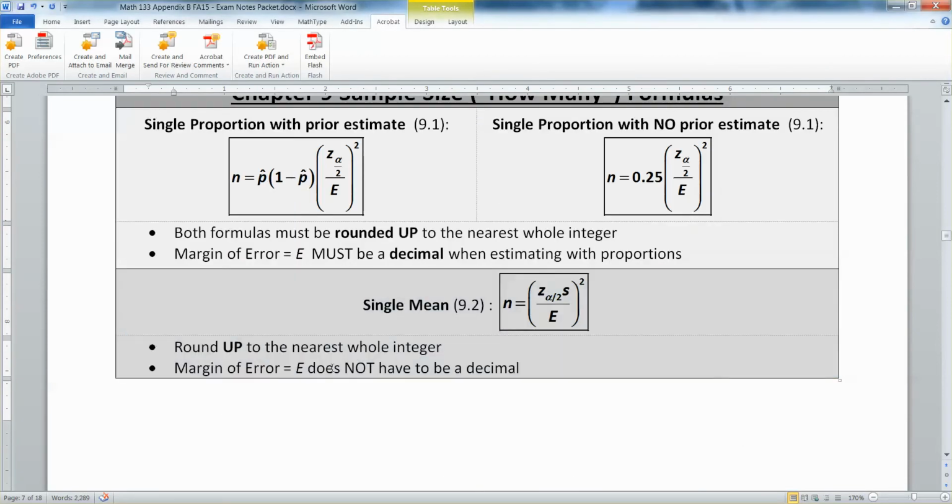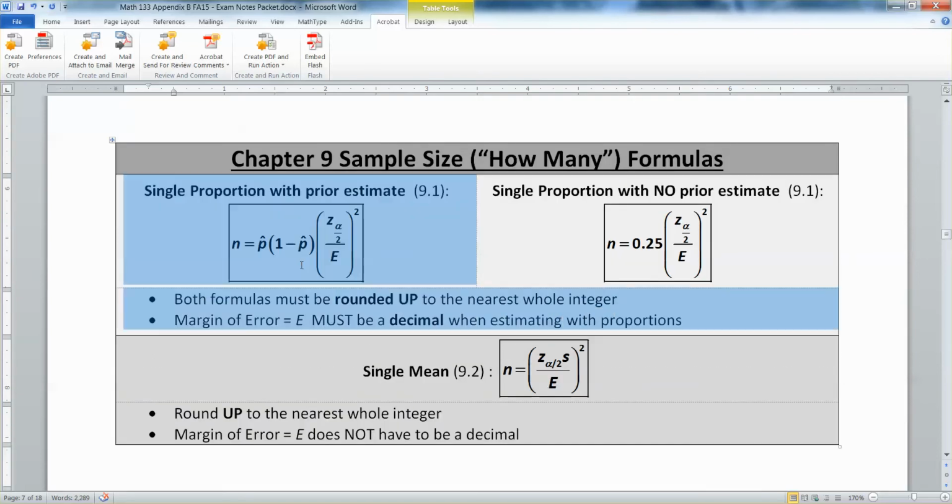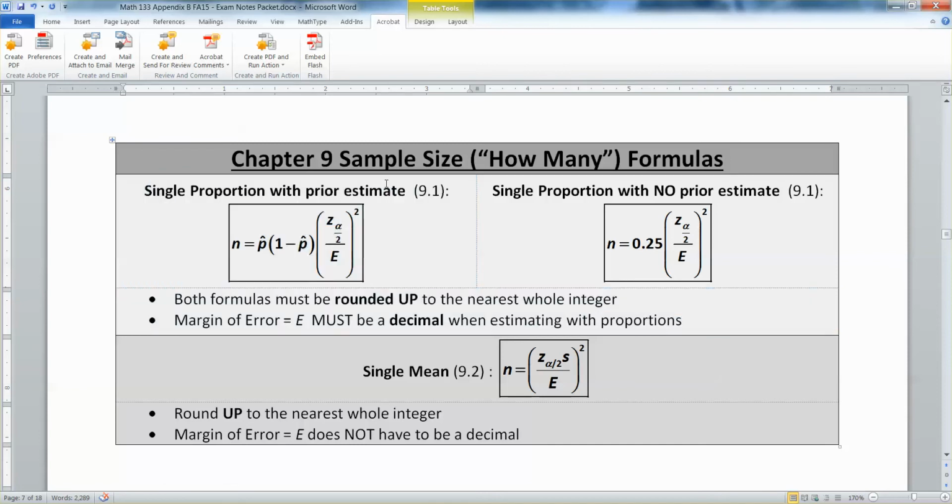Now keep in mind, because this is for a mean, the error does not have to be a decimal. Up here, for proportions, it has to be a decimal because you're talking about proportions. The largest a proportion could ever be is 1, so everything has to be decimals. Whereas with sample means, it could be a decimal, but most of the time it's not. It's something larger than that.